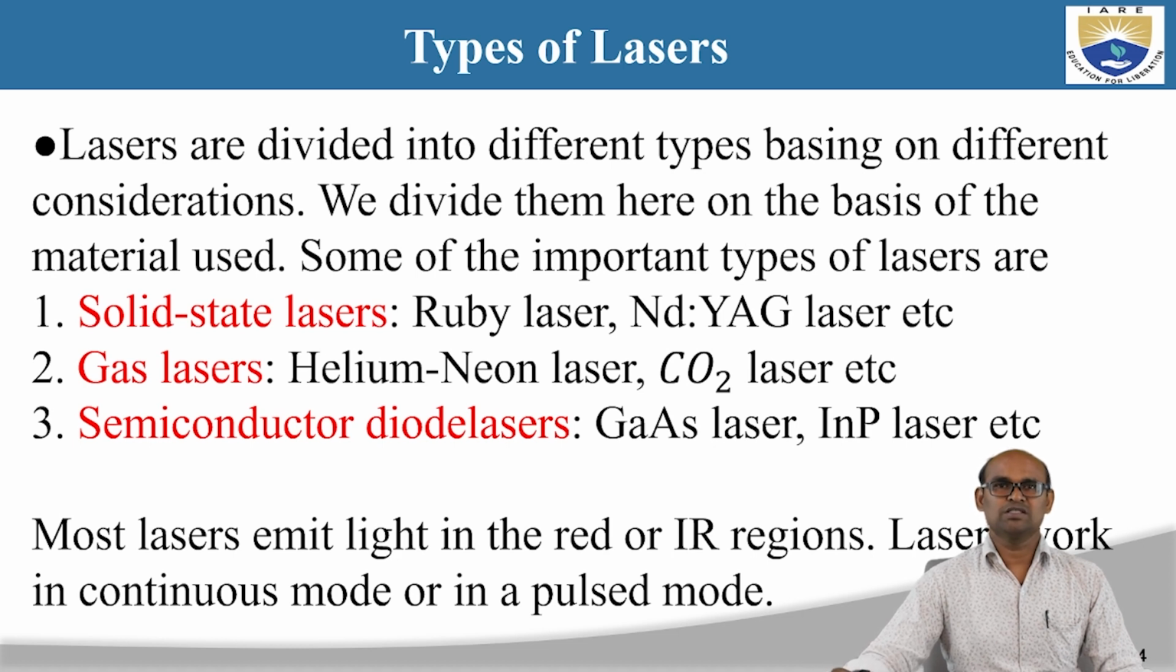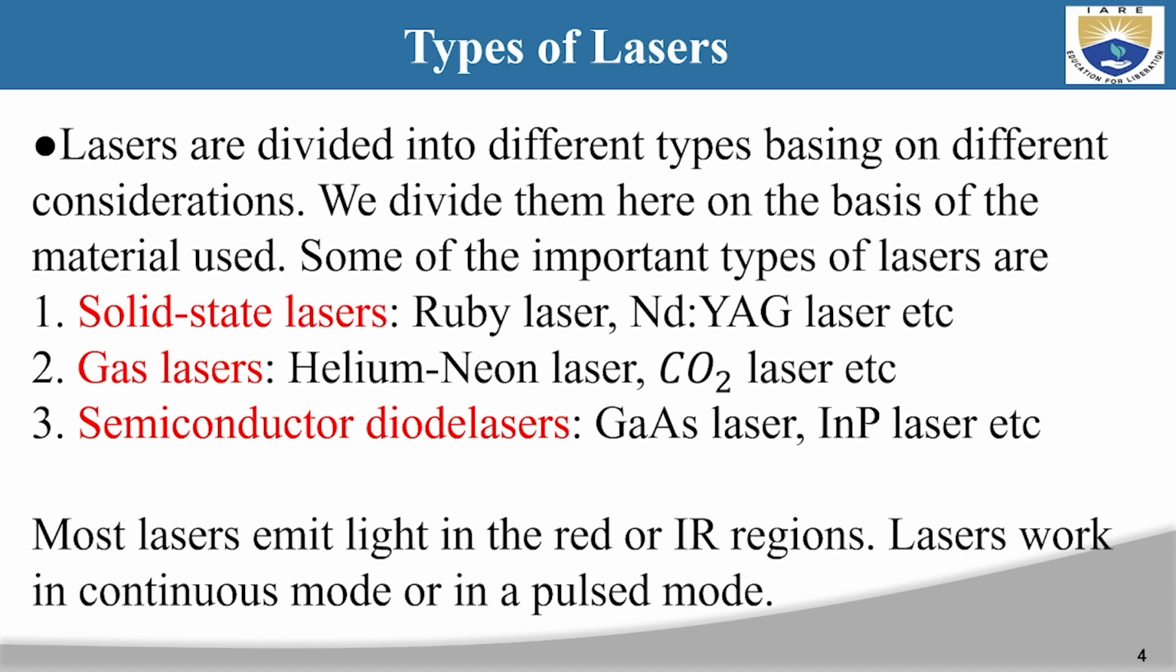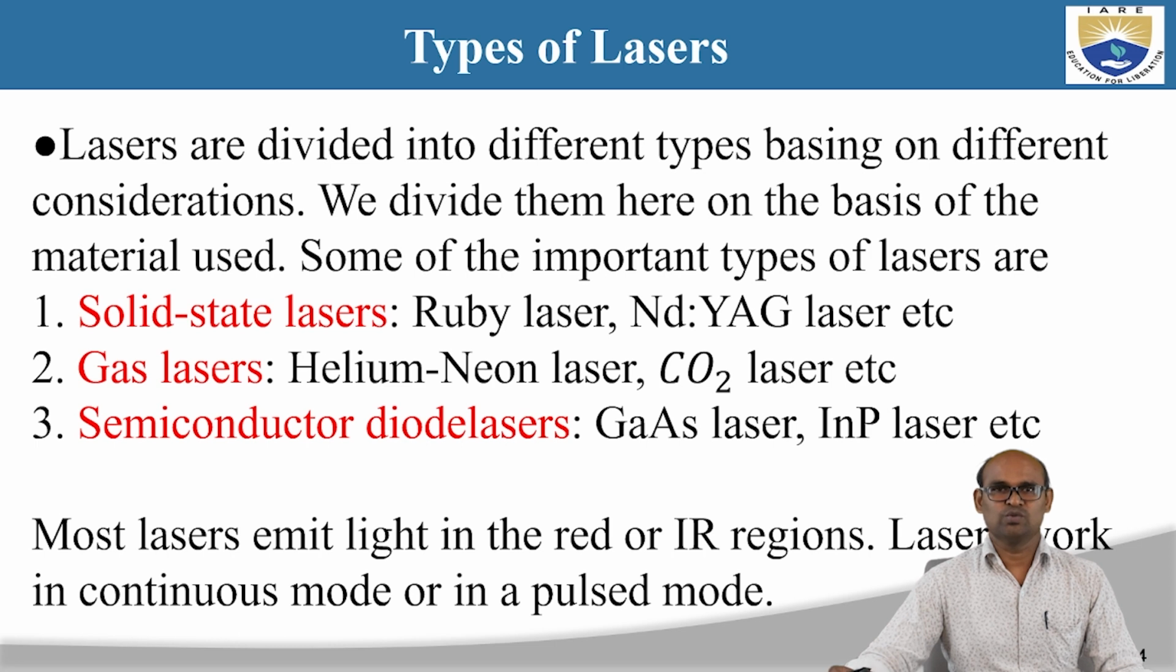Examples of solid state lasers are the ruby laser and the neodymium YAG laser. In solid state lasers, we discuss the ruby laser. The second one is gas lasers. It is clear that we use gases to fabricate these lasers. In gas lasers, we discuss the helium neon laser, though there are other types; for example, the carbon dioxide laser is also a gas laser.